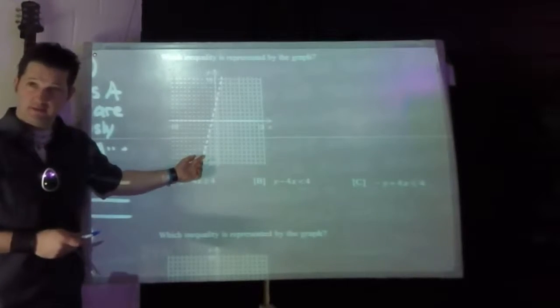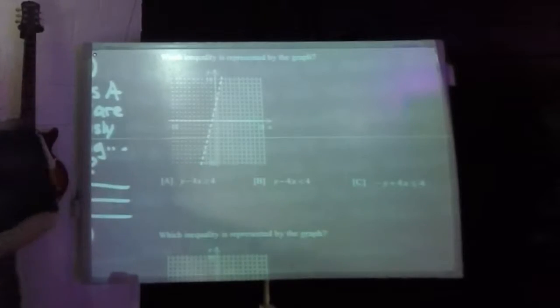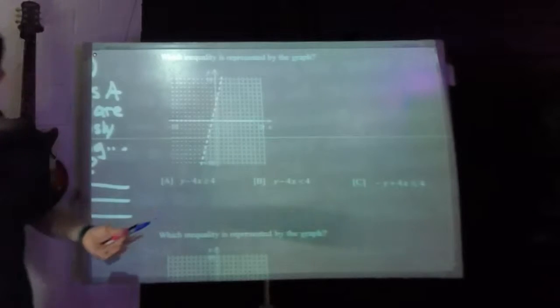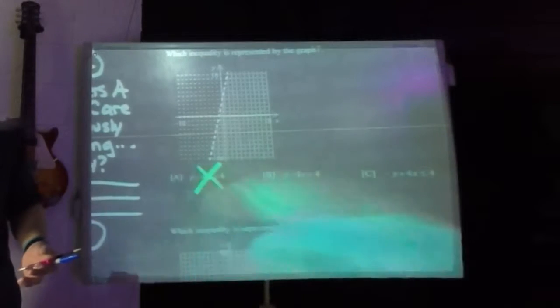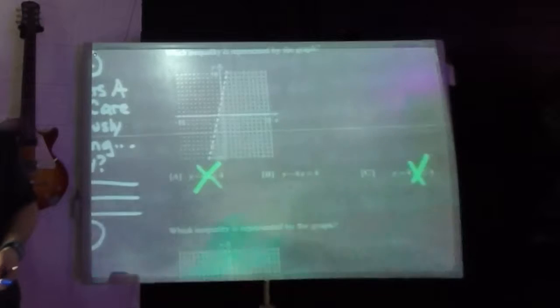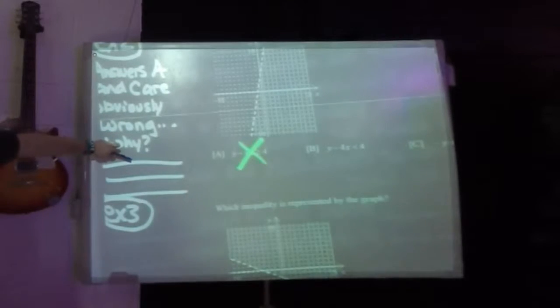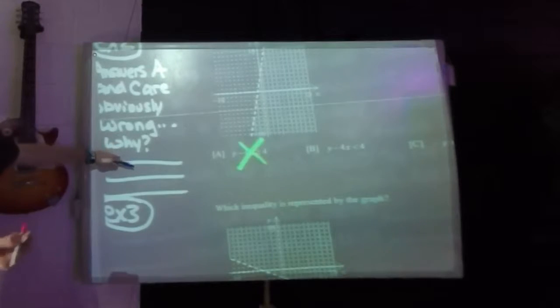Dotted again. So what answers can we eliminate for a dotted line? The equal to. So which ones are those? A and C. A can go, and C can go. Answers A and C are obviously wrong. Why? Because they have the equal to with them.